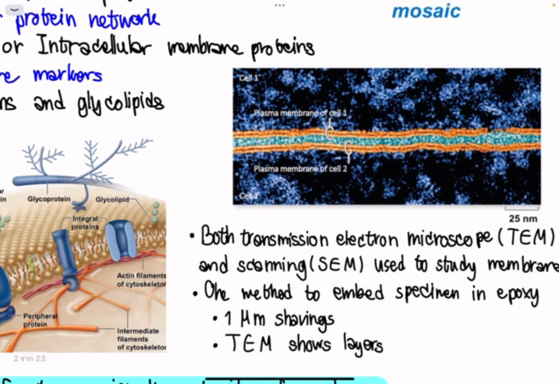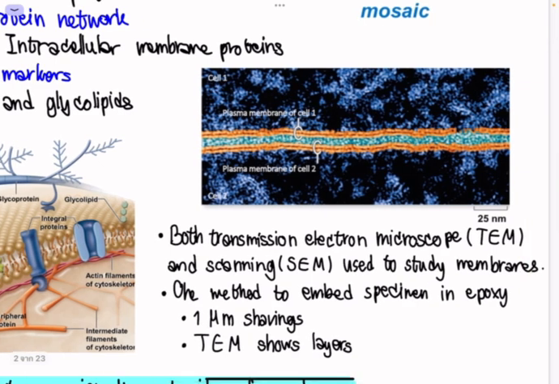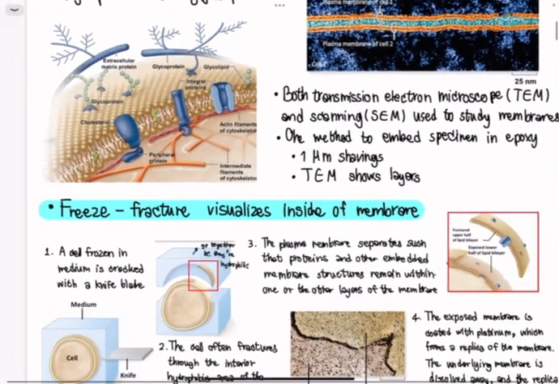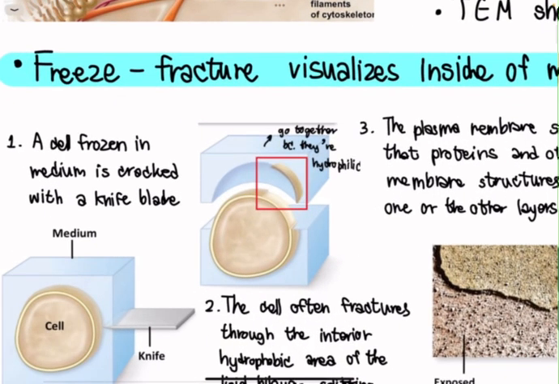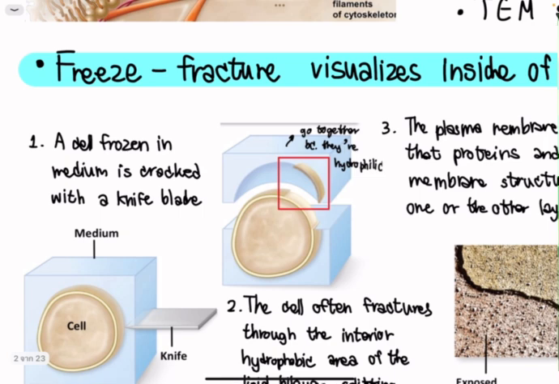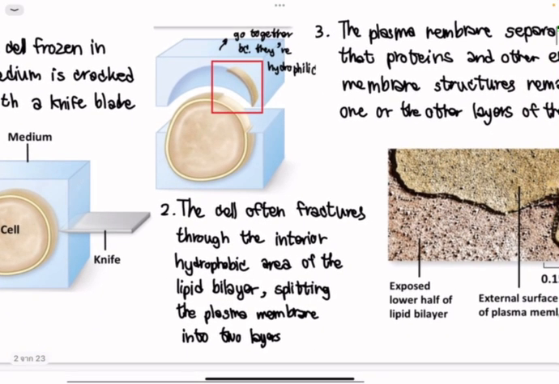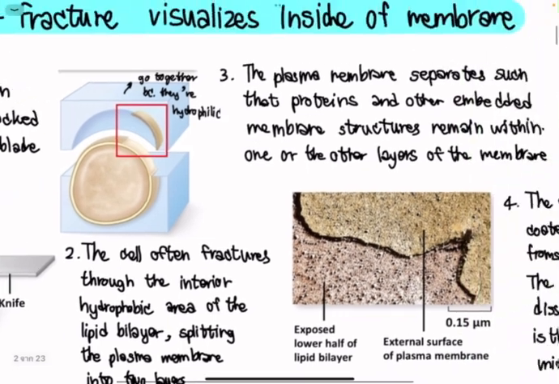Both transmission electron microscope and scanning electron microscope are used to study membranes. Freeze fracture visualizes the inside of the membrane. A cell frozen in medium is cracked with a knife blade. Then the cell often fractures through the interior hydrophobic areas of the lipid bilayer, splitting the plasma membrane into two layers.